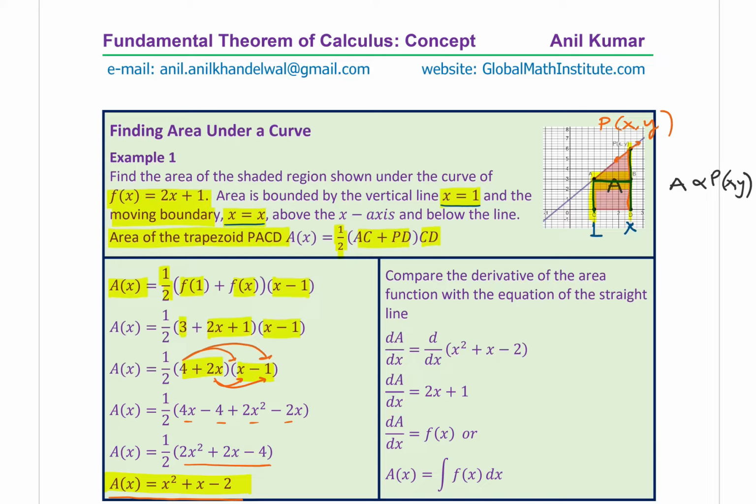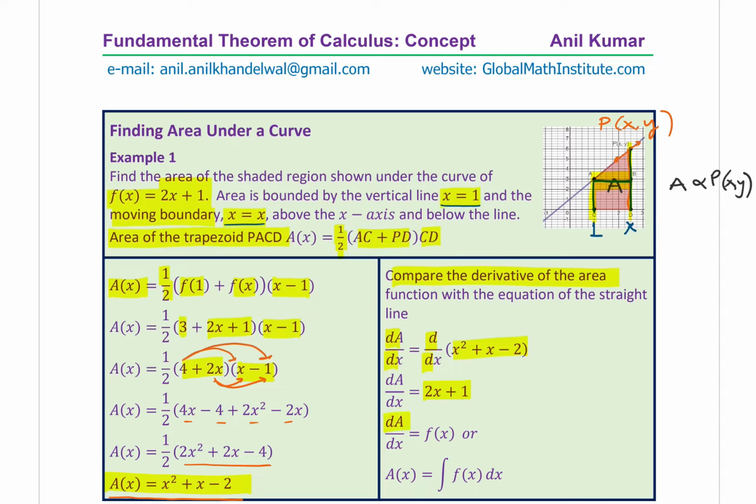Now see, compare the derivative of this area. So if you find the derivative of this area, what do you get? Let's do the derivative. So dA/dx will be d/dx of the area function, which is x squared plus x minus 2. Now the derivative will be 2x plus 1, correct? Do you see what 2x plus 1 is? Well, 2x plus 1 is the function itself.